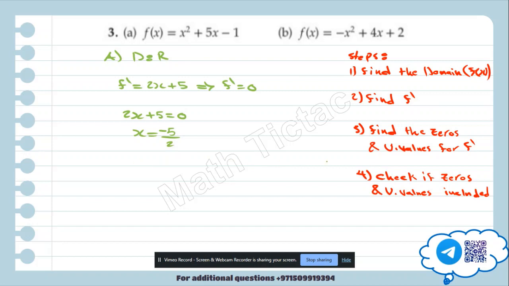Now the most important step is to check if this zero or undefined value is included in the domain. Since our domain is R, minus 5 over 2 is included in the domain. So the critical number at the end is minus 5 over 2. That's it. This is my solution.